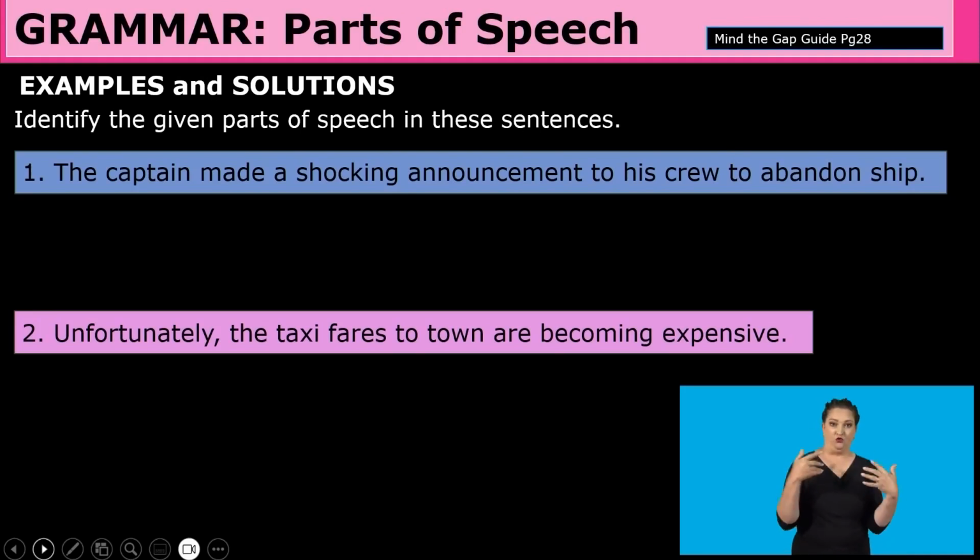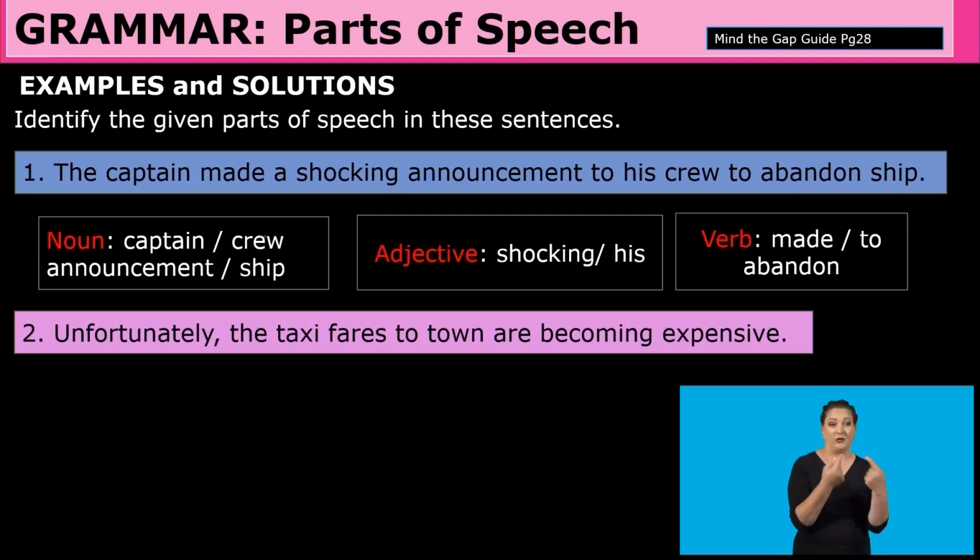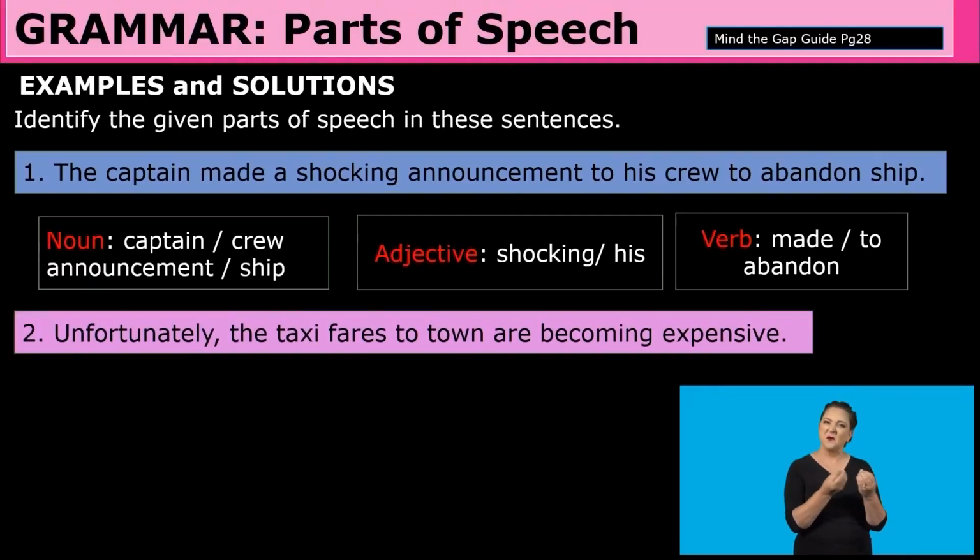So, let's apply those rules to the following sentences. The captain made a shocking announcement to his crew to abandon ship, all right? So identify the given part. So let's see. The nouns in this case can be captain, crew, announcement, or ship, all right? Now, normally we would think announcement is a verb, but in this case it is making a shocking announcement, so it's something that is named, okay? Your adjective, remember your hint, your adjective normally appears behind your noun. So in most cases, look behind your noun, you'll find an adjective there, all right?